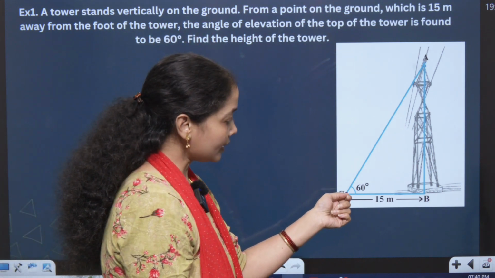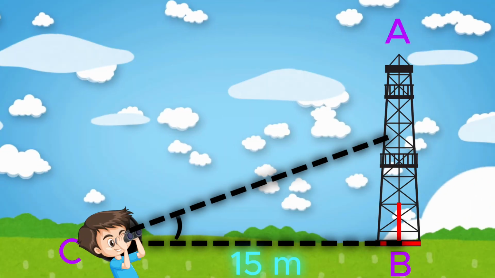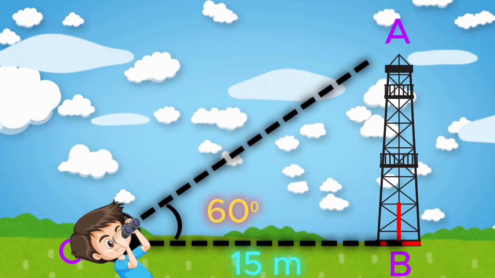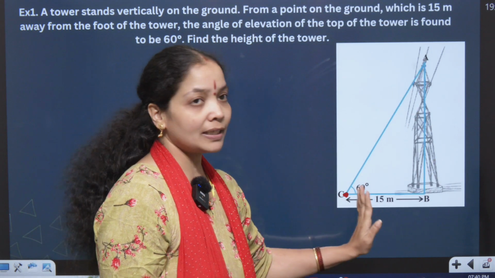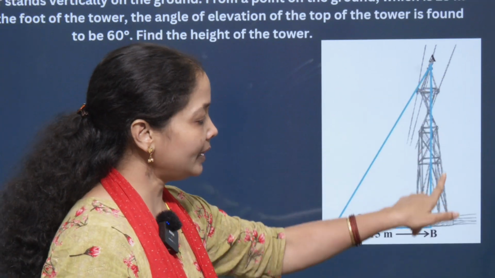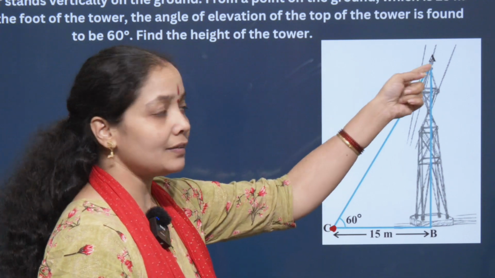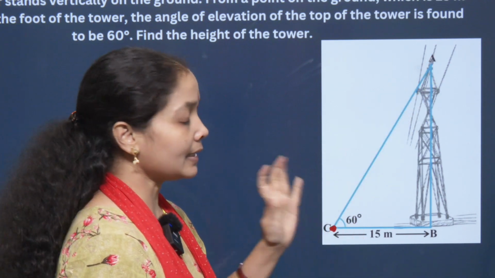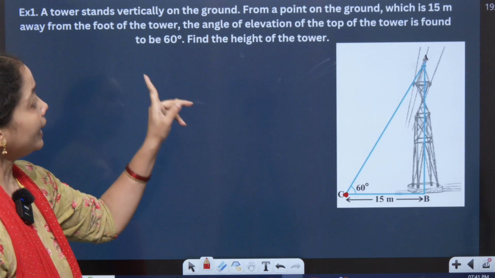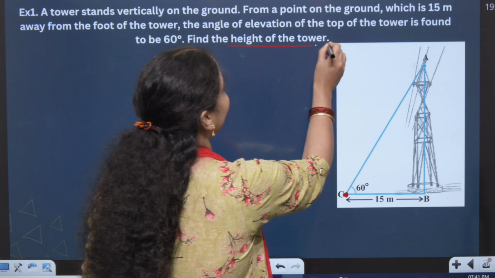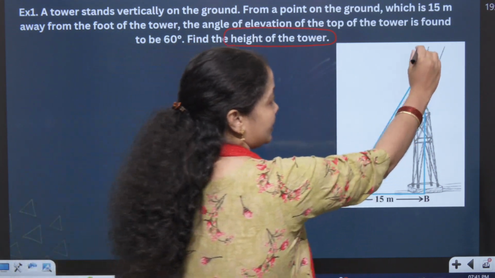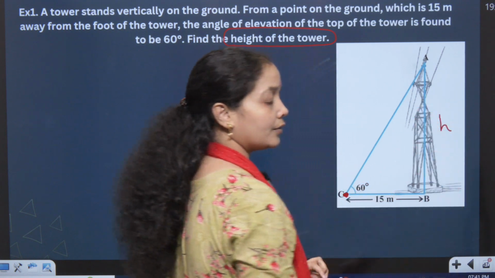So if I am standing here and looking at the tower there, the angle of elevation of me with the tower is 60 degree. So this will be the diagram that has to be framed by you. AB will be the tower, BC is the ground, C is the point from where the elevation is happening to A, and the angle of elevation is 60 degree. I have to find the height of the tower. So this is the height of the tower. I will consider the height of the tower as h.